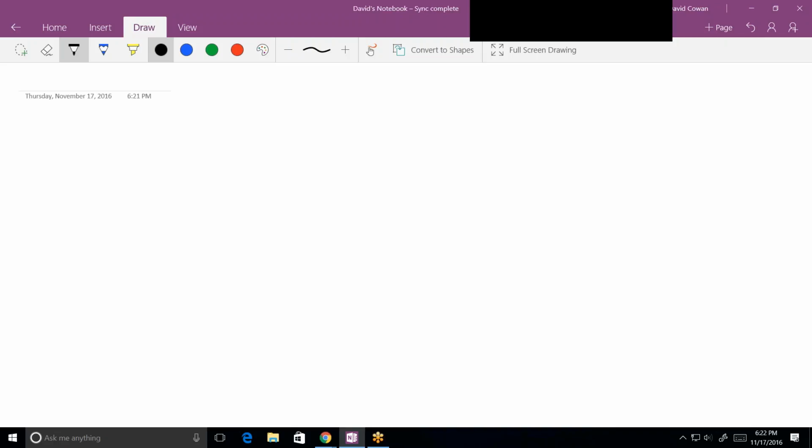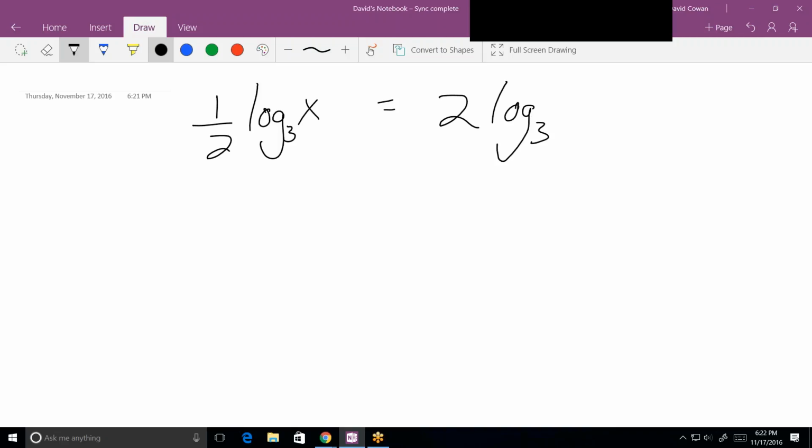This one is just more solving. So 1/2 log base 3 of x equals 2 log base 3 of 2. Now, let me think for a second here. Let's condense these. Take that coefficient that's in front of both and make it an exponent. So that gives you this.